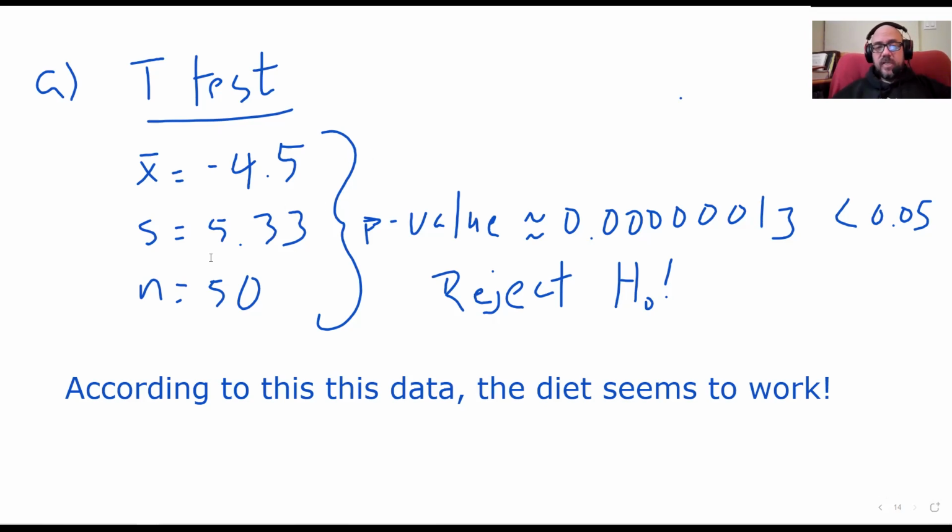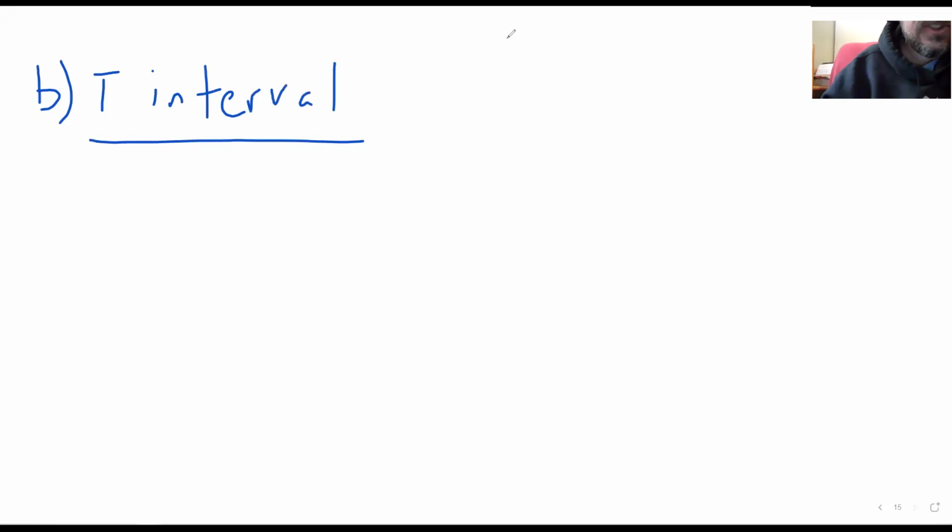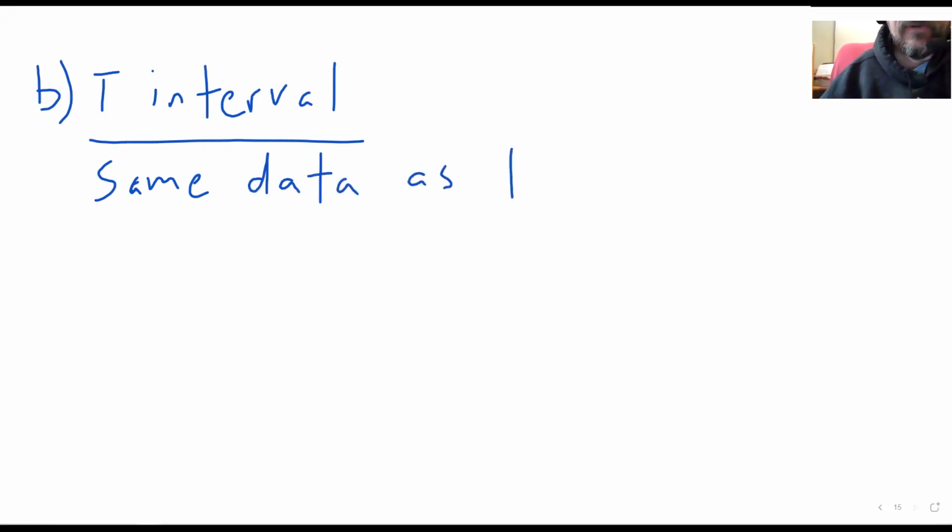All right, and we want to make a confidence interval. So the confidence interval is going to use exactly the same data. We're going to make a 95% confidence interval. We're going to use x bar negative 4.5, s 5.33, and n 50. So let's make a page for that. T interval. So this is the same data as the test.